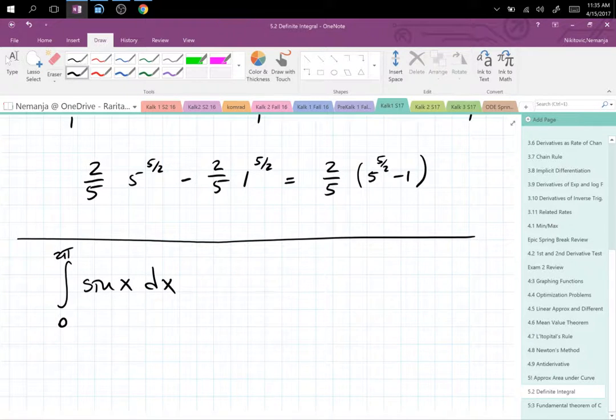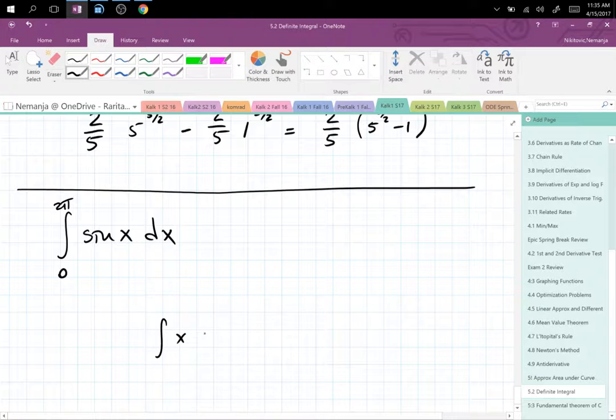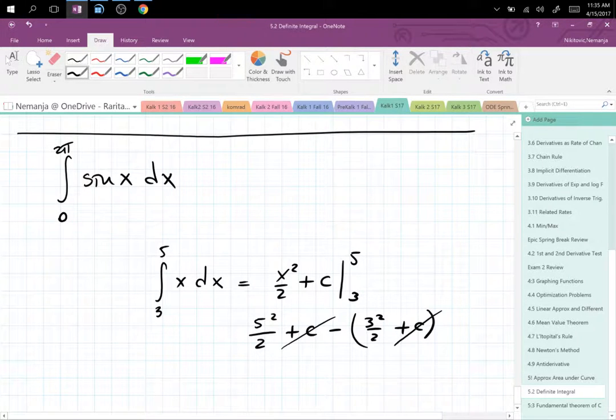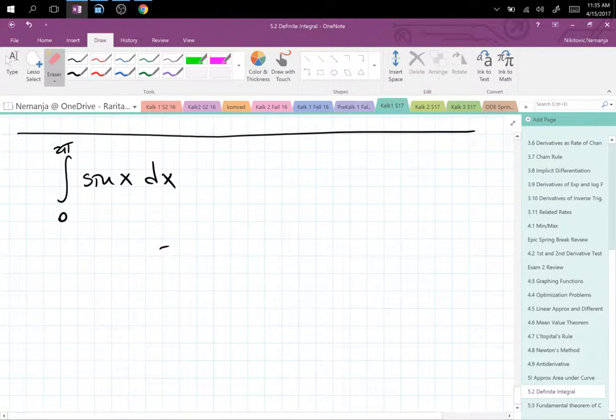Very good question. Why don't we need plus c when we do these definite integrals? If I integrate, let's say, x dx from 3 to 5, I will get x squared over 2 plus c from 3 to 5. And then I will have 5 squared over 2 plus c minus 3 squared over 2 plus c. When I distribute the negative, the c's cancel, and that happens every time, so we never write plus c. The indefinite integral is the one that will have plus c, and the next section will clarify some of that.